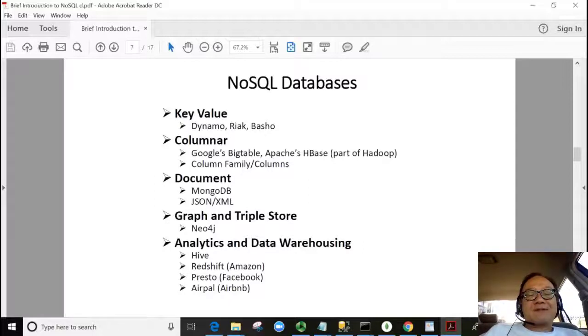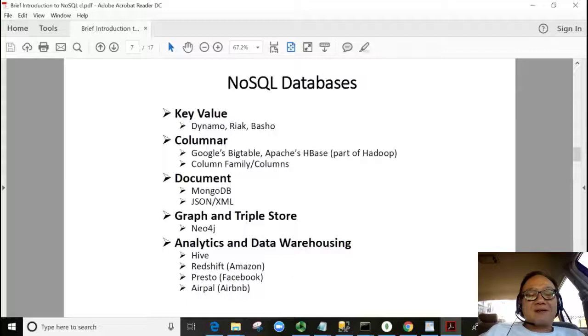There are 4 types of NoSQL databases. We use key value and columnar for storing simple data. We use document, graph, and triple store for storing more complex data.